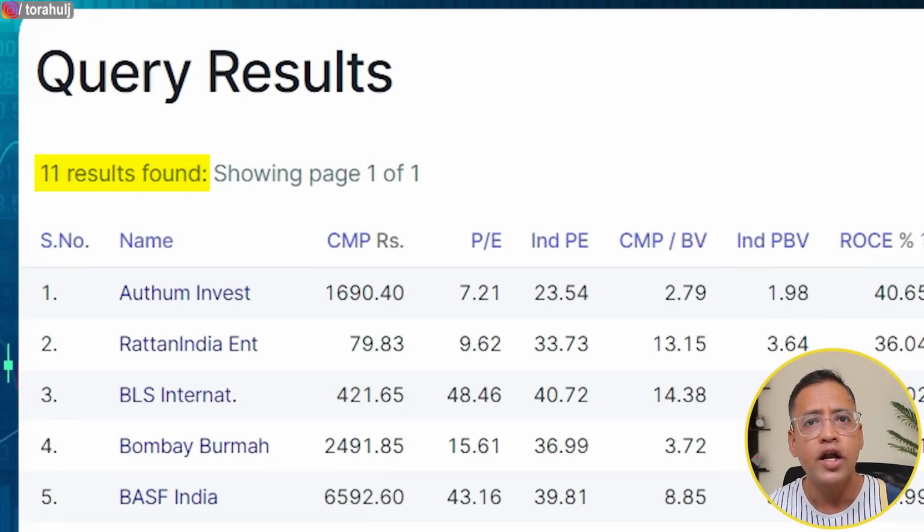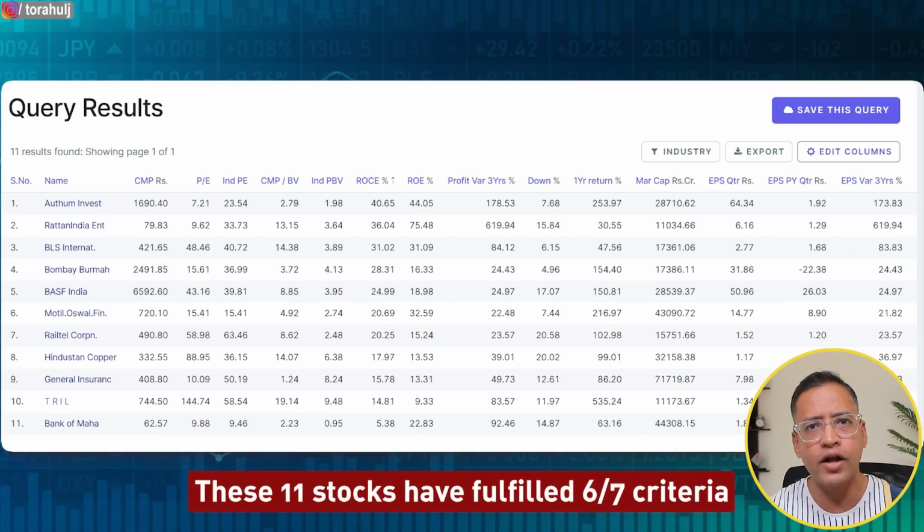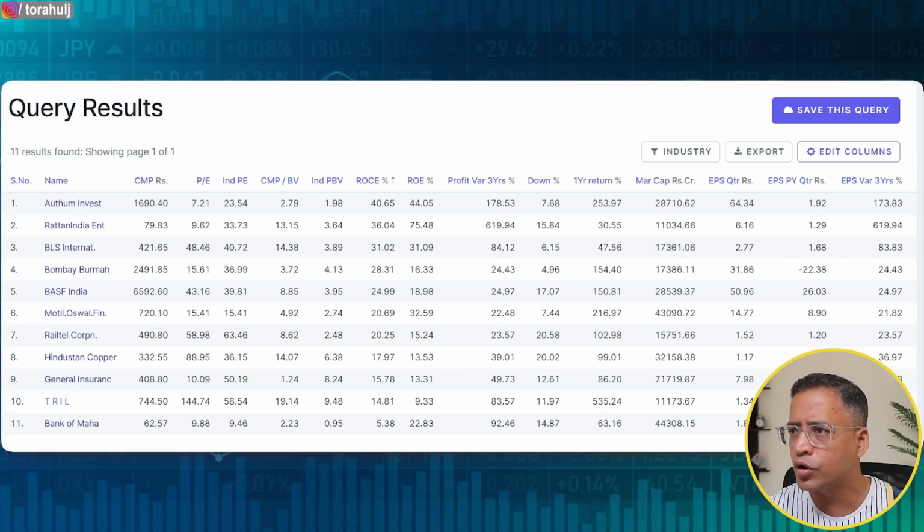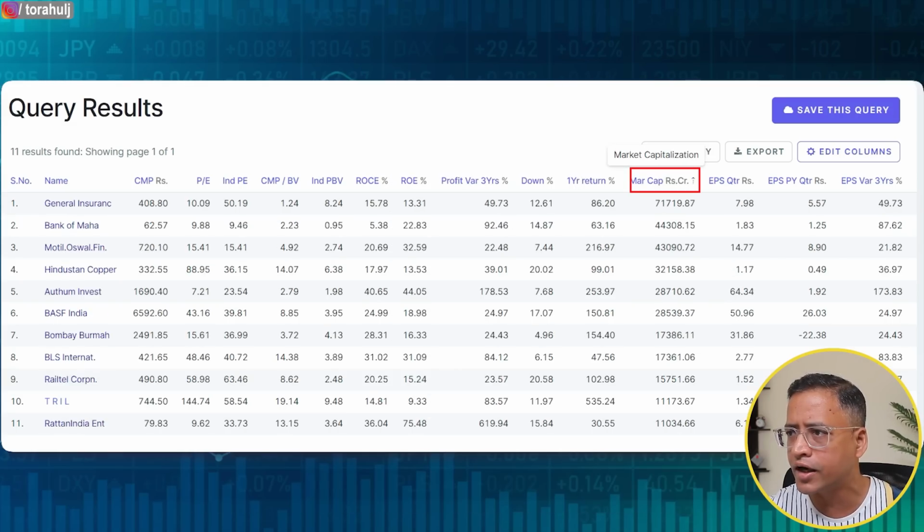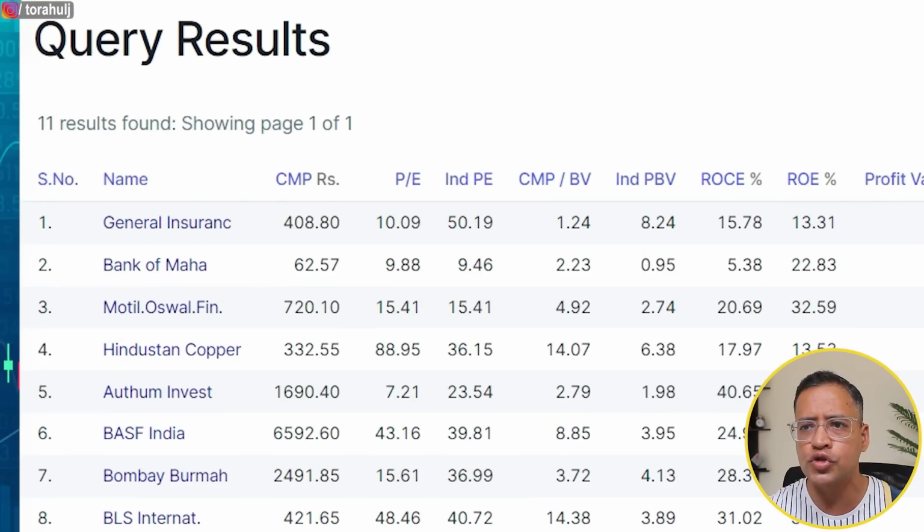Now if I run this query, I'm going to get 11 stocks. These 11 stocks have fulfilled 6 criteria out of the 7 criteria that we've spoken about as part of the CANSLIM. You can see the list here. What I'm going to do is arrange this in the order of market cap, so the highest is on the top. General Insurance Corporation of India is the stock number 1 here.